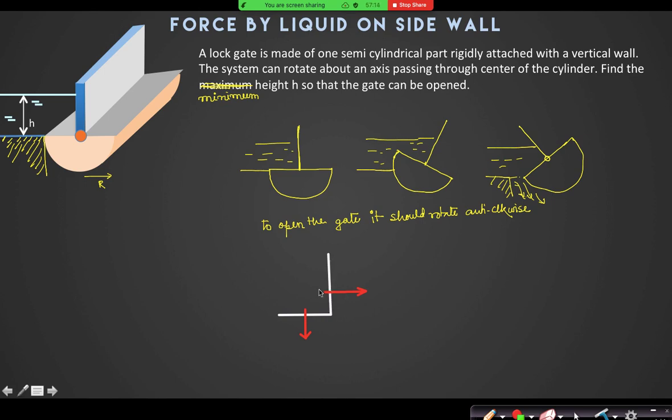As I mentioned in the last class, the pressure diagram forms a triangle. So at the center of the triangle, from the base it is h by 3. So this is h by 3 from the base and this is r by 2 from this axis. This is the vertical force and this is the horizontal force. So in order to open it, the torque of Fv must be greater than the torque of Fh.